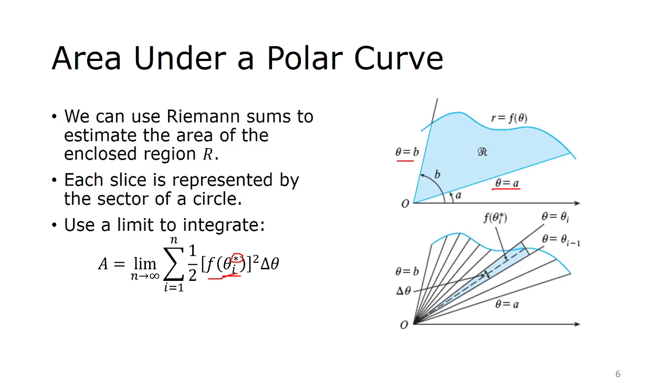Again, to make this into an integral, we let n approach infinity, so we generate a definite integral from a to b. Remember, everything's in terms of theta here, so a and b represent those starting and ending angles. And our integral is just 1/2 of our f of theta function squared.